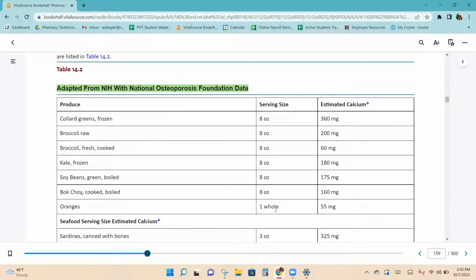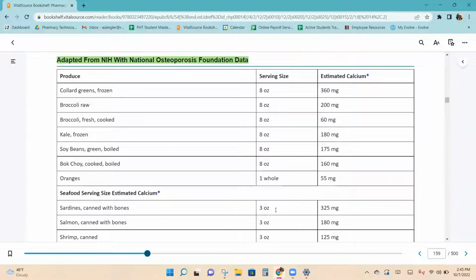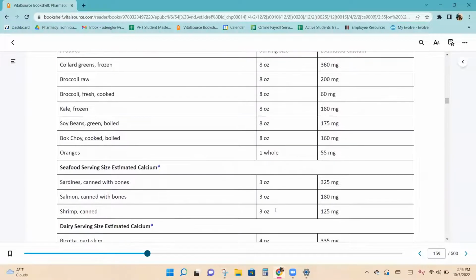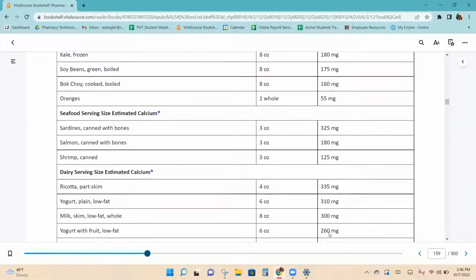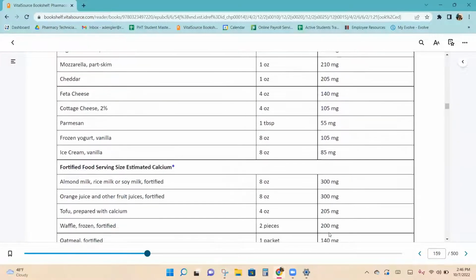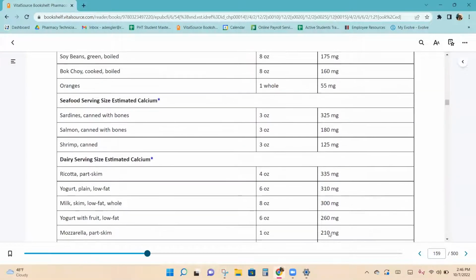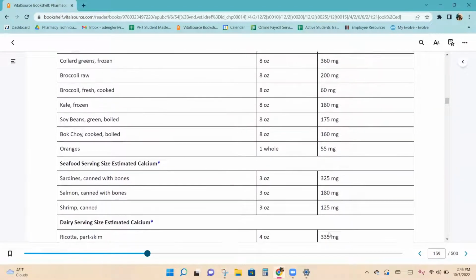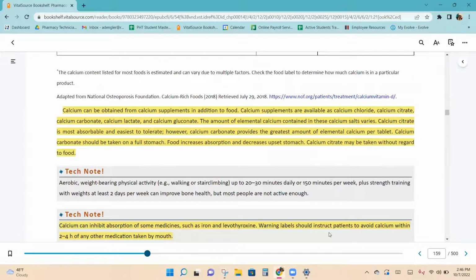So table 14.2 lists the calcium in standard foods that we eat. Kind of interesting to see. Like all your dairy products, of course. Other stuff too, like mac and cheese and shrimp, canned shrimp though. Oranges, broccoli.